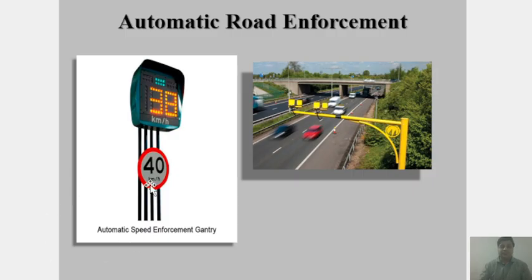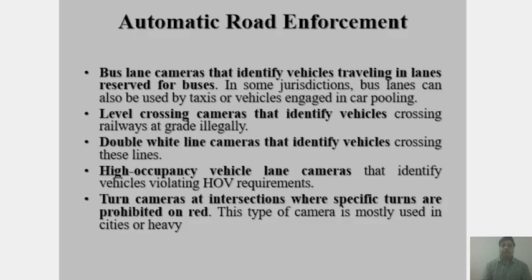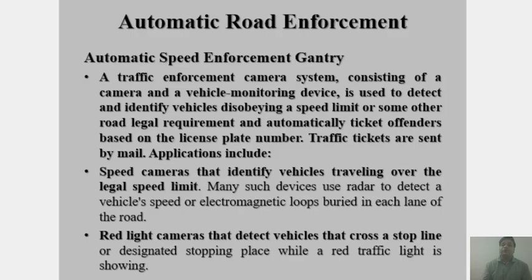So basically, if you see over here, the speed limit says 40 km per hour and the speed at which the vehicle was traveling was 38 km per hour. So this is fine. When it is more than 40, it shows in red color. Cameras detect the number plate of the vehicle, and if it crosses the speed limit, an automatic challan will be generated and sent to the user of the vehicle. So that is the automatic speed enforcement gantry.